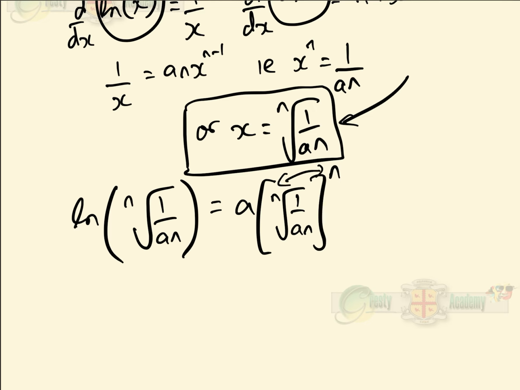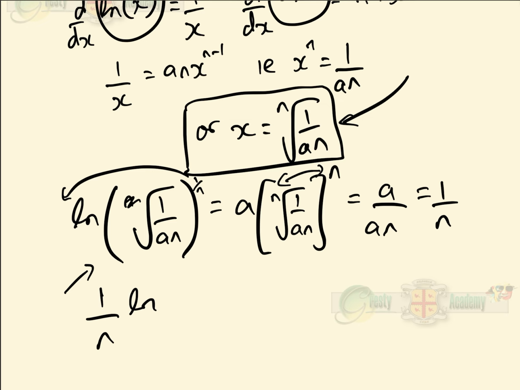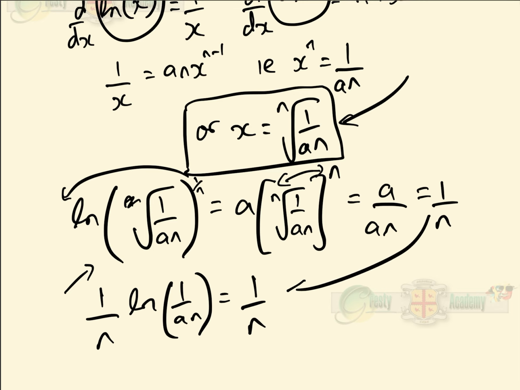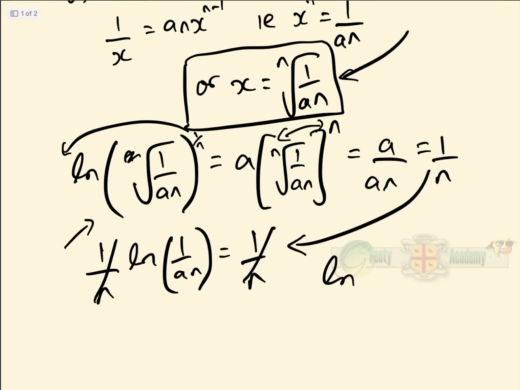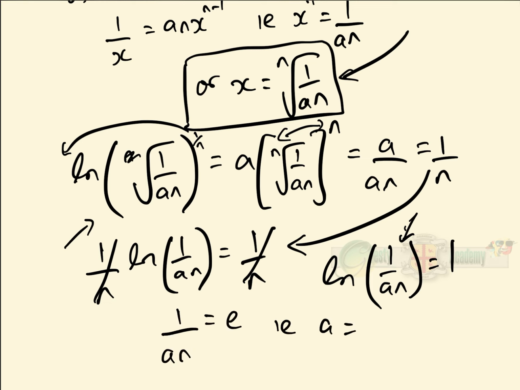Now this bit's simple: the nth root of something to the power of n basically just equals a over an, which equals 1 over n. And here, if we take this nth root, it will be to the power of 1 over n, which we can take out here, so that will be 1 over n log of 1 over an equals 1 over n from down here, and the 1 over n cancels, so we get that log of 1 over an equals 1. Well, log to the base e of anything equals 1, so this must equal e, so 1 over an equals e, i.e. a equals 1 over ne, which is our answer.